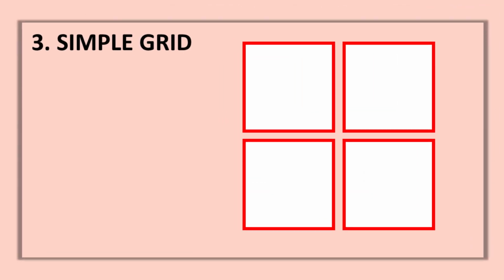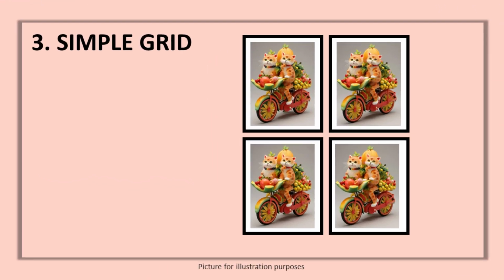Number 3 is simple grid. The simple grid emphasizes order and neat lines. The arrangement places artwork or family photos in a square or rectangular grid with uniform distances between the elements. It's a popular choice for modern house decor because of its sleek, contemporary appearance.